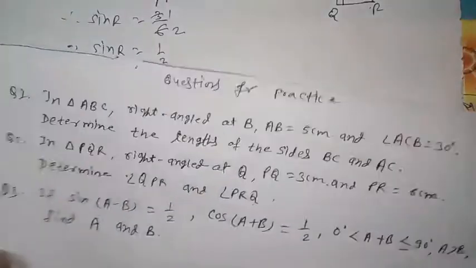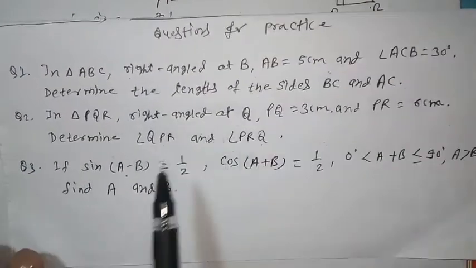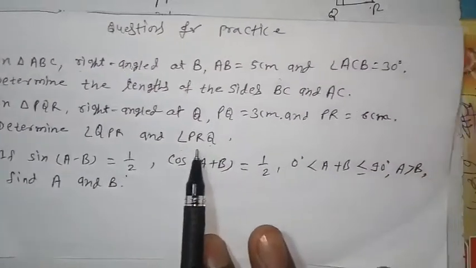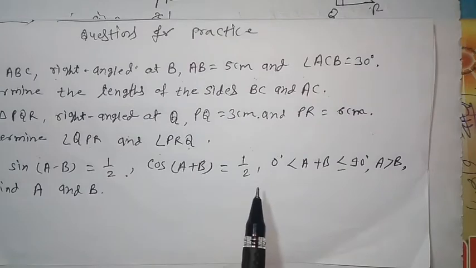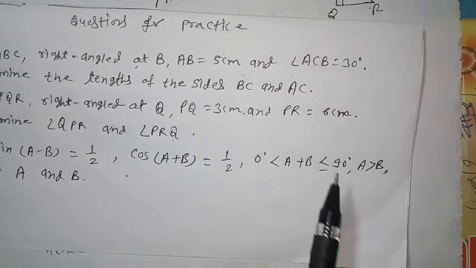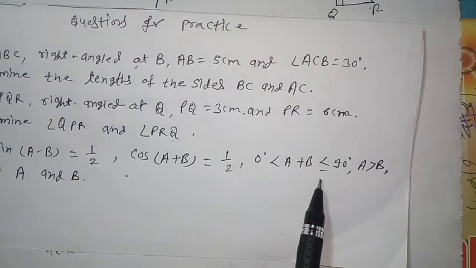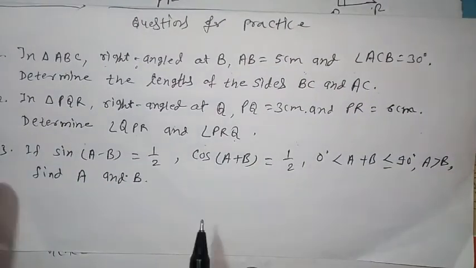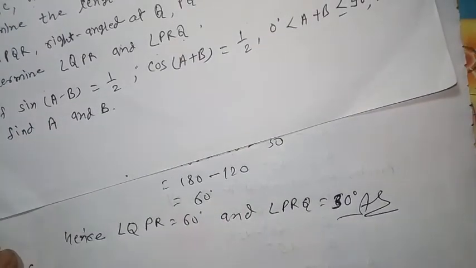Now the next question, question number 3. If sine (A minus B) is equal to 1 by 2, cos (A plus B) is equal to 1 by 2, where A plus B is greater than 0 and less than or equal to 90 degree, A is greater than B, find A and B. Solution.